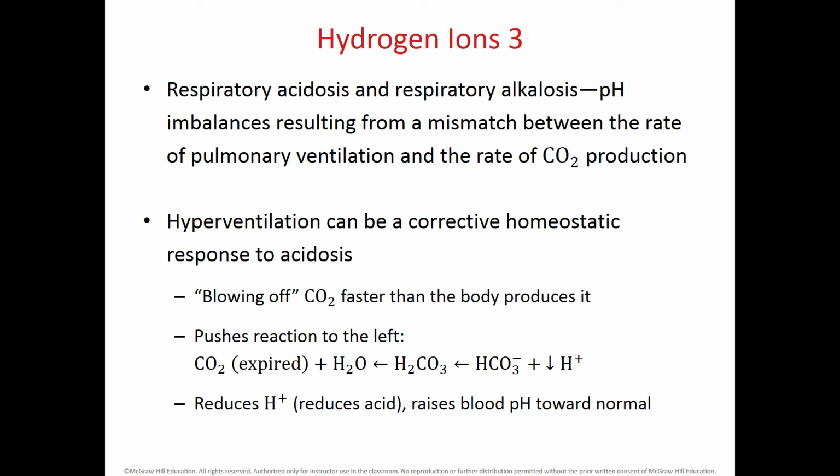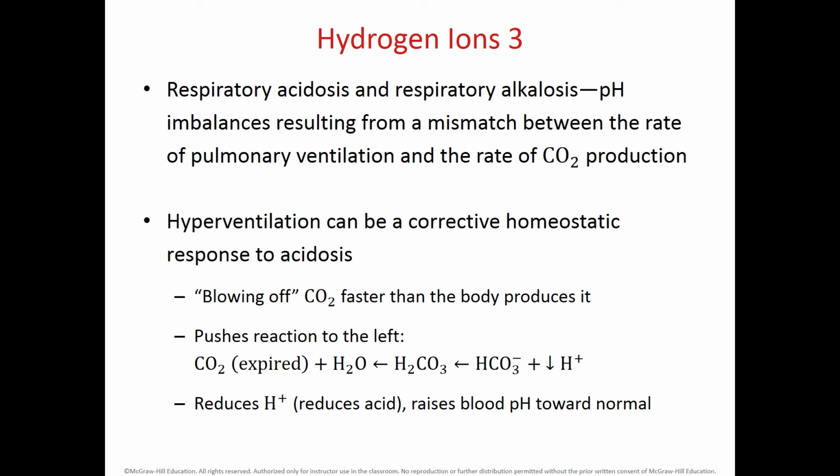Now, this acidosis and alkalosis, or increased hydrogen ions or decreased hydrogen ions, can be caused by problems in the respiratory system. And when you have this, you call this respiratory acidosis or respiratory alkalosis. And consequently, you will make changes in your body to bring this acidosis or alkalosis to homeostasis.